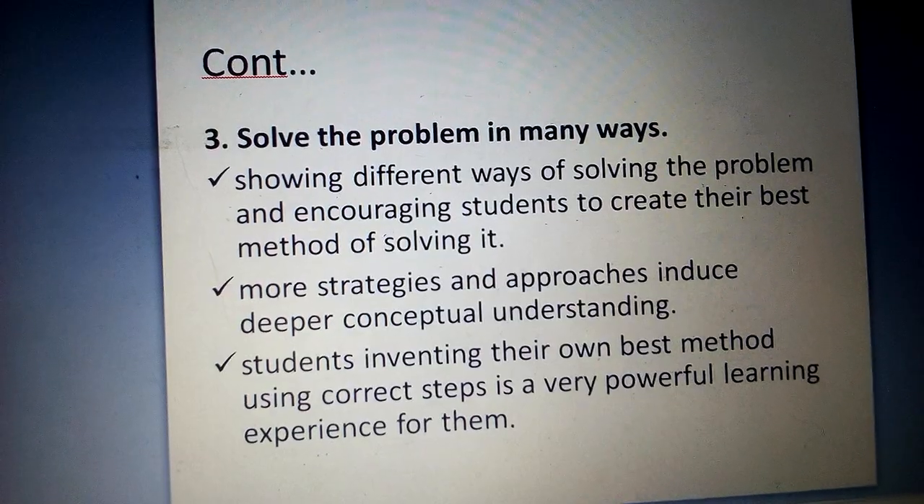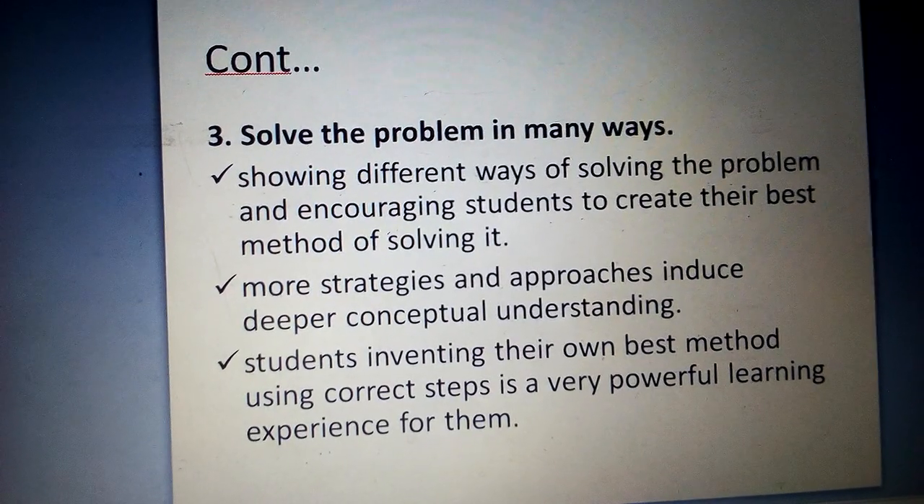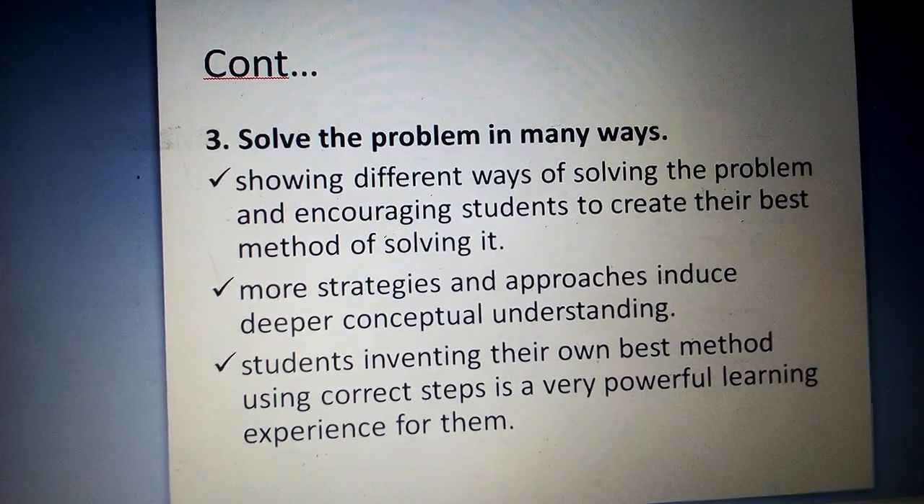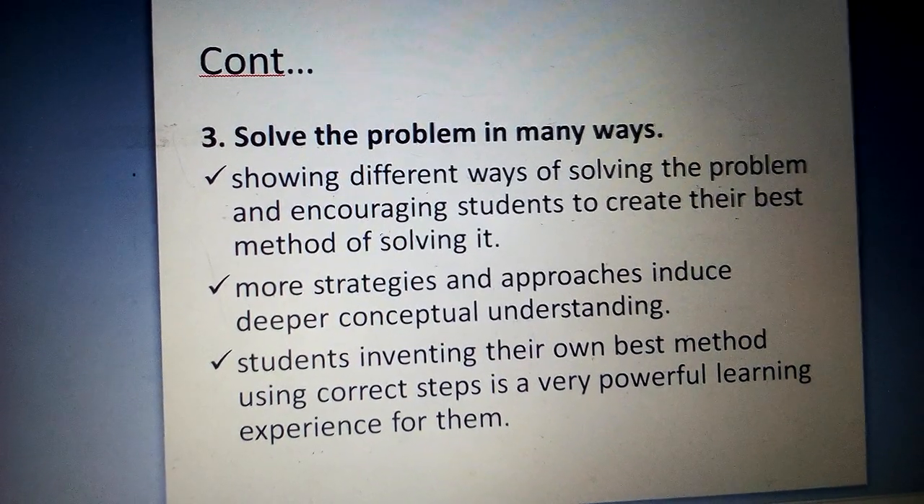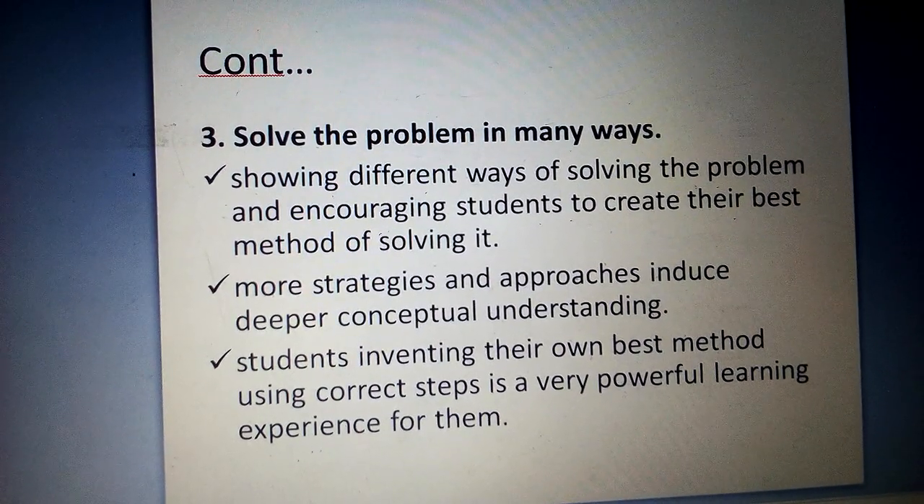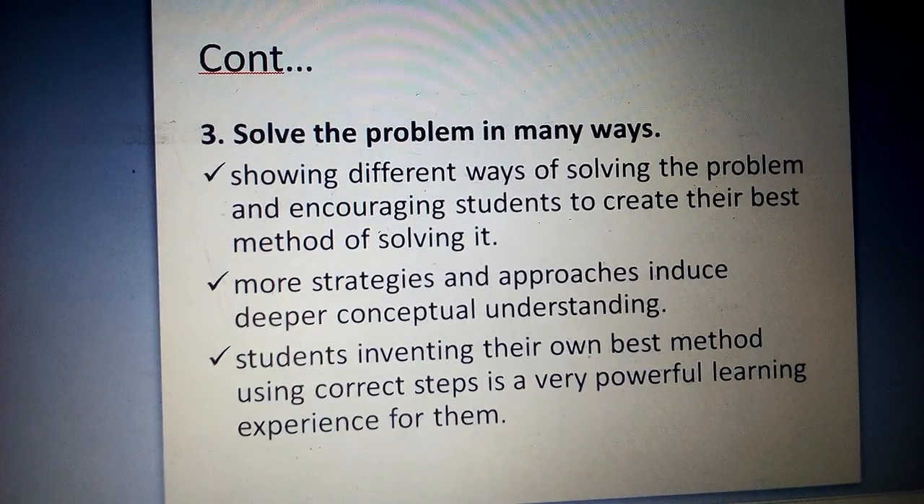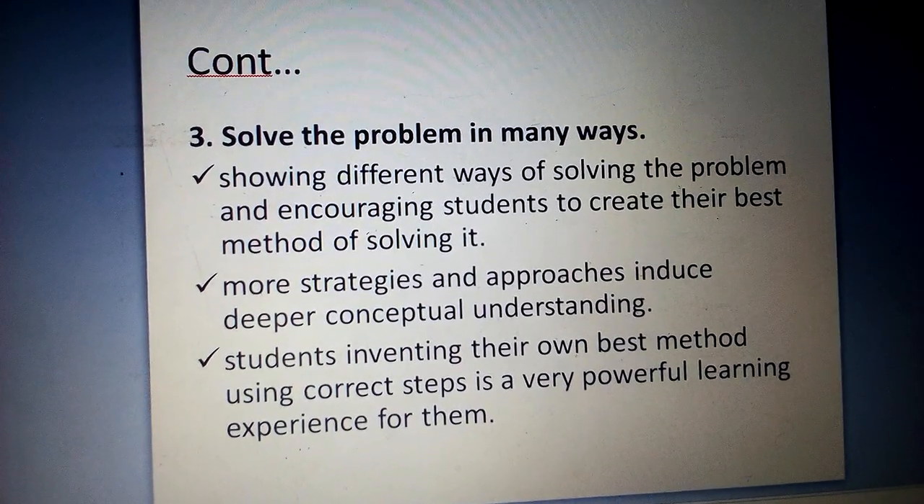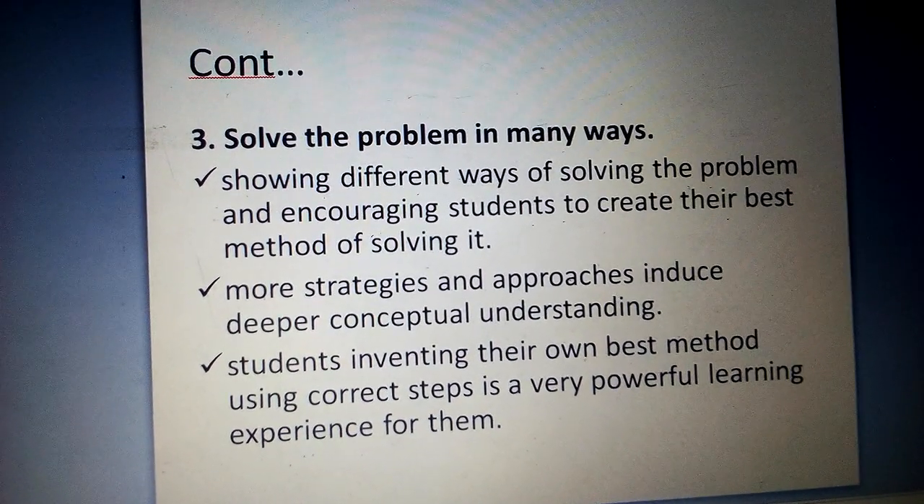Number 3, solve the problem in many ways. Showing different ways of solving the problem, that is to say the example, and encouraging students to create their best method of solving the problem.